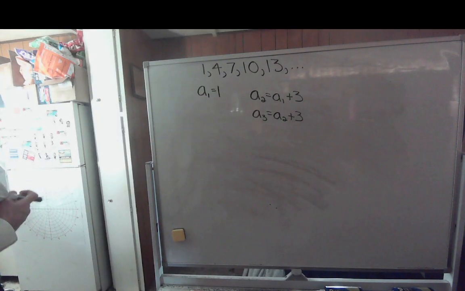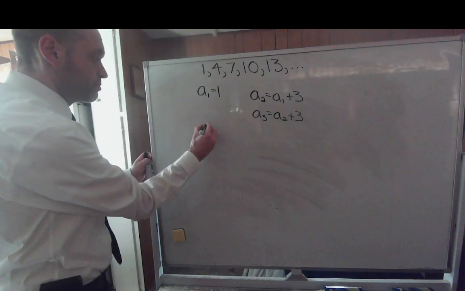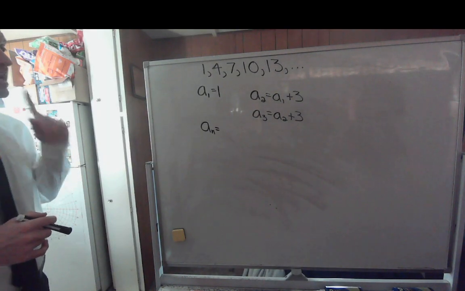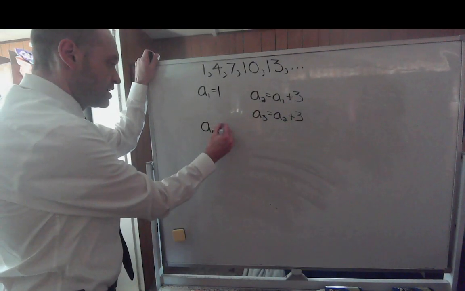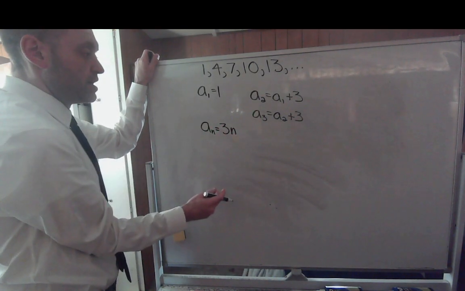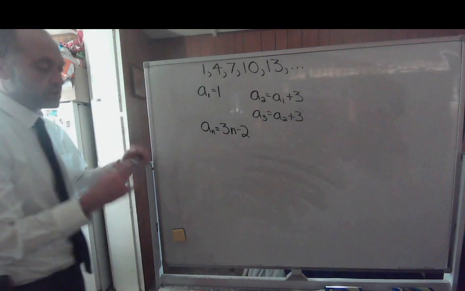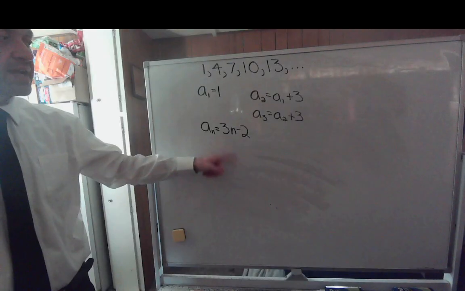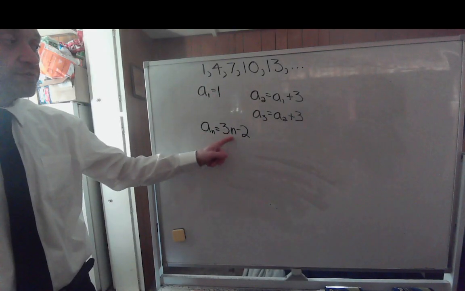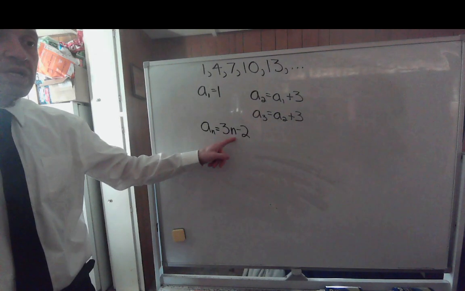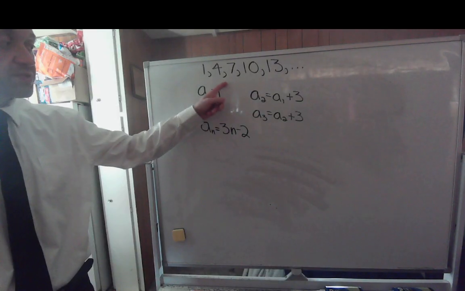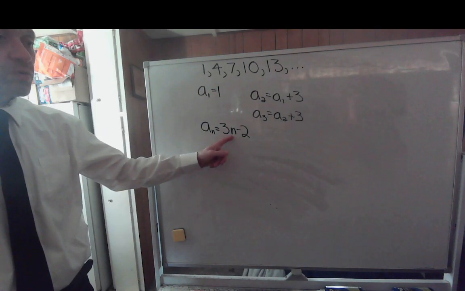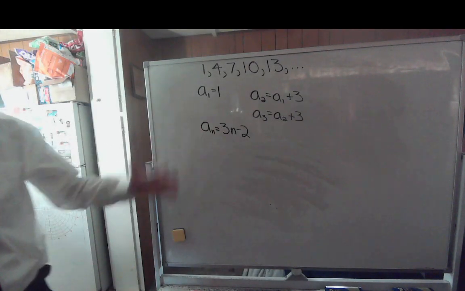Now, you have a common difference of 3, so we're going to build the a sub n. If I literally take 3 times my term number n, and I subtract 2, so if I put in 1 for my first term, I get 3 minus 2, I get 1. If I put in 2 for my second term, 3 times 2 is 6, minus 2 is 4. 3 times 3 is 9, minus 2 is 7. 3 times 4 is 12, minus 2 is 10, and it just keeps going.